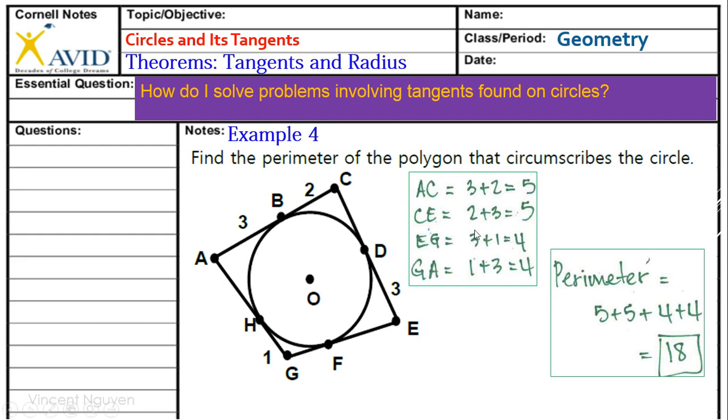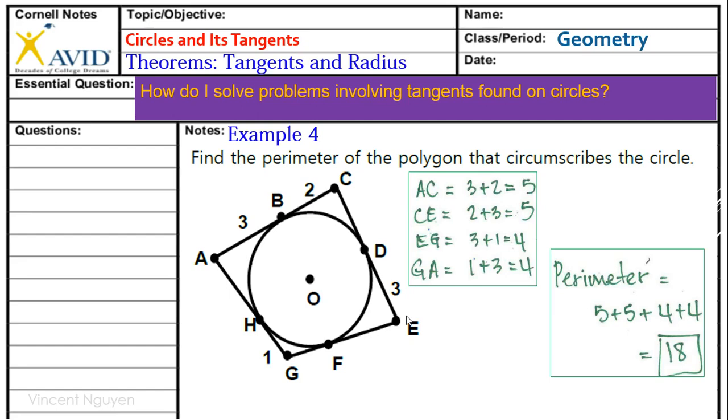Well, after I find all of those values, EF right here is 3 also. GF is 1, so 1 plus 3. That's where I got my 4 here. And then for GA, I have a 1 here. And then, of course, this AH is 3 because it's the same as this one over here. So 1 plus 3 is 4 again. And then I add 5, 5, 4, 4 together. I get 18. The perimeter of this weird looking polygon on the outside of this circle is 18 units long.